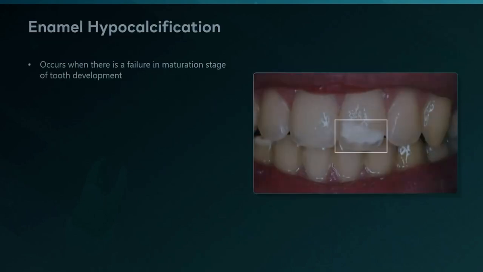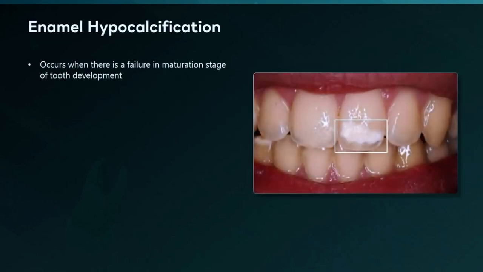Next, we'll discuss enamel hypocalcification. This occurs when there's a failure in the maturation stage of tooth development. The maturation, which follows the apposition stage, is crucial for the completion of enamel mineralization. Any disruption during this stage can result in abnormally mineralized enamel, which is weaker and more porous compared to healthy enamel. So it's often clinically seen as white spots of abnormally mineralized enamel.